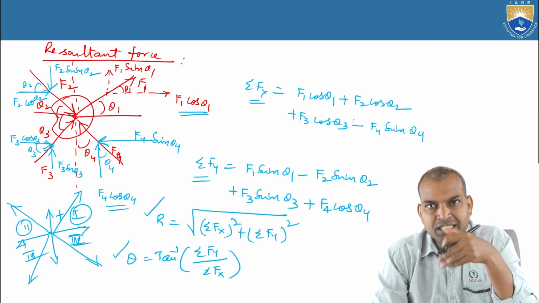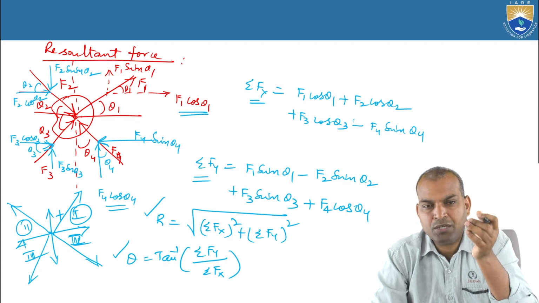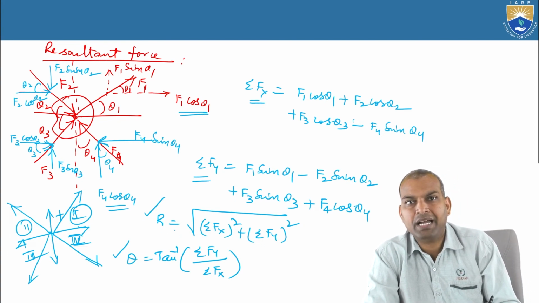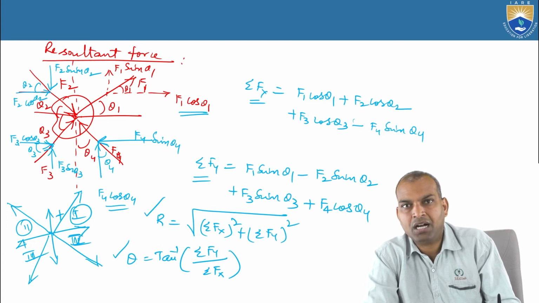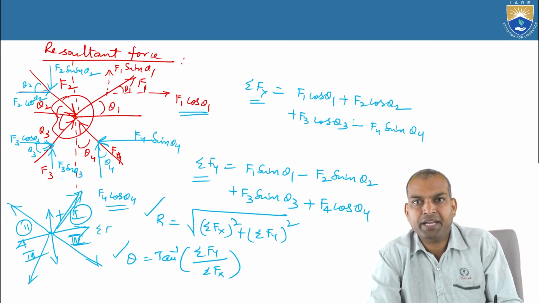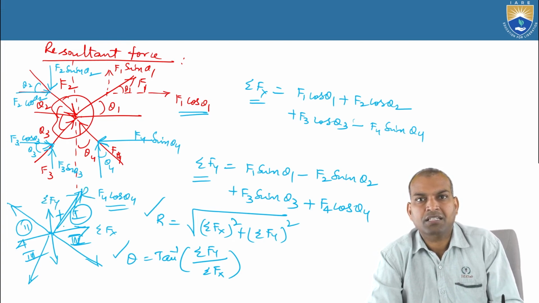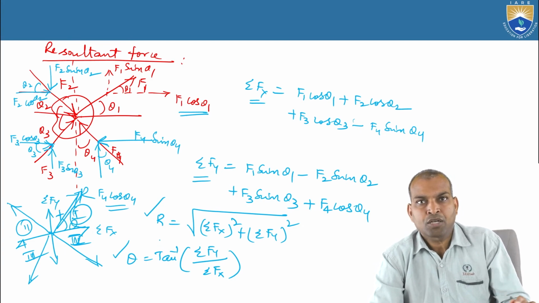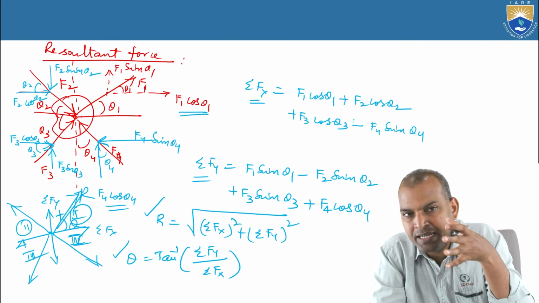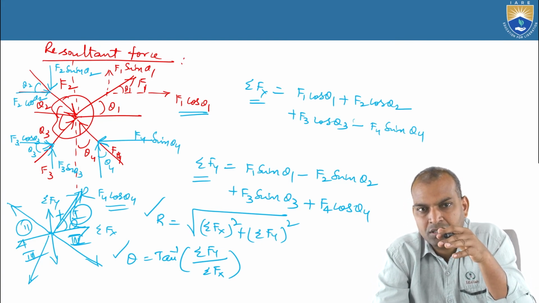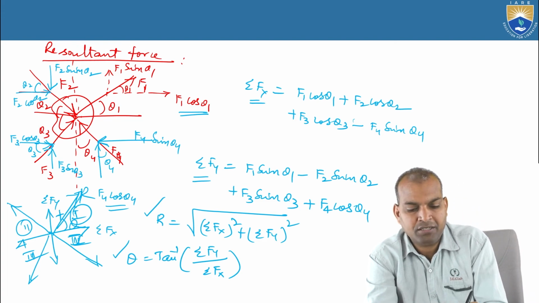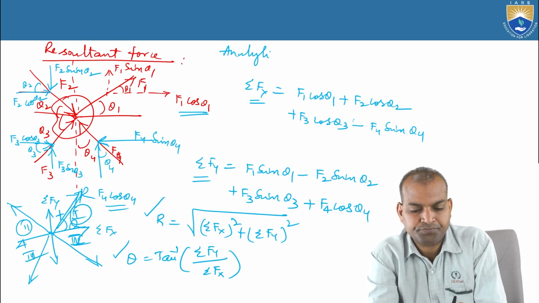Here, I consider Fx and Fy both positive, and that's why I considered R in the first coordinate. This is sigma Fx and this is sigma Fy. The resultant is R, and the angle it makes is theta. In this manner, we have to find the resultant force of a coplanar concurrent force system by using the analytical method.